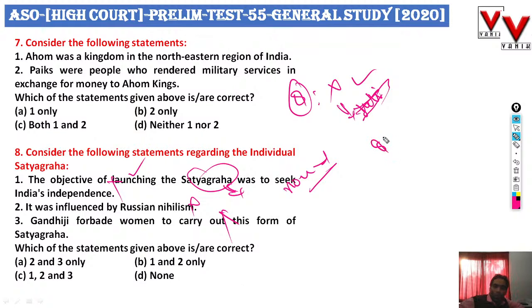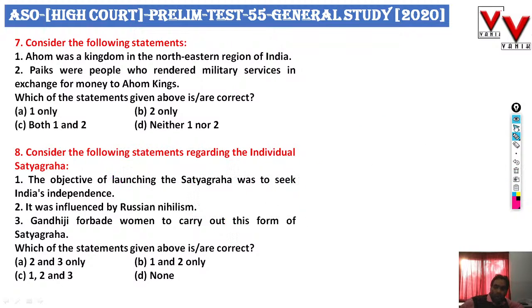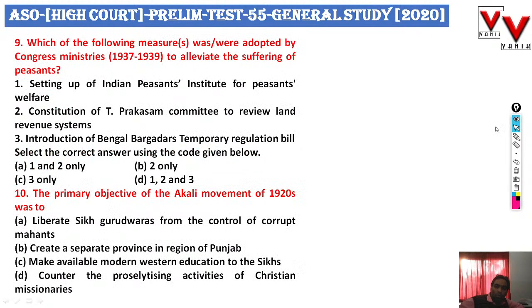The eighth right answer is D. None is correct. Okay, now we are going to proceed further, and we are going to discuss the ninth question. And that ninth question is, which of the following measures were adopted by the Congress ministries to alleviate the sufferings of peasants?